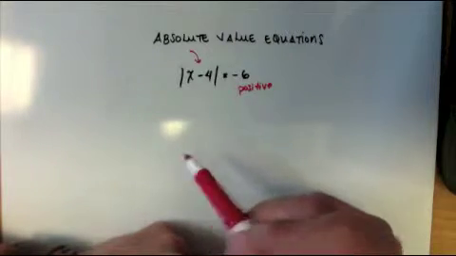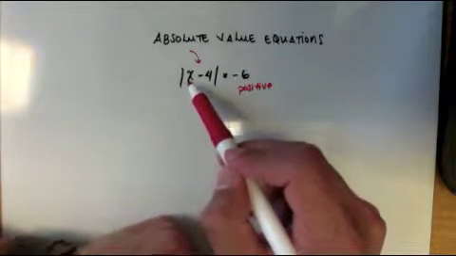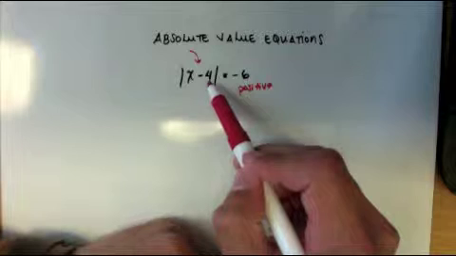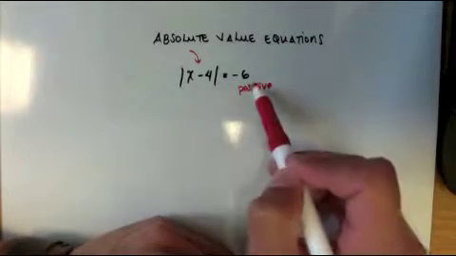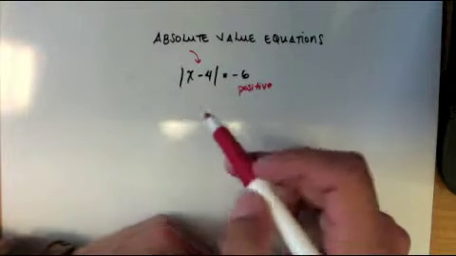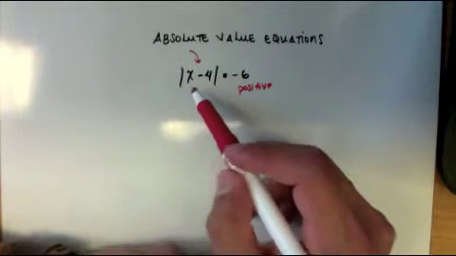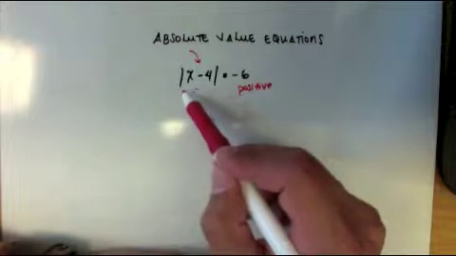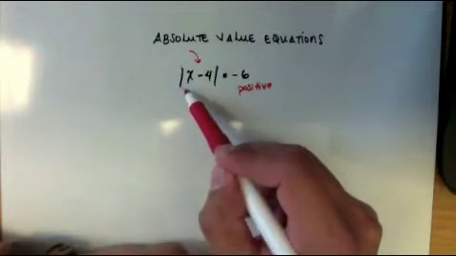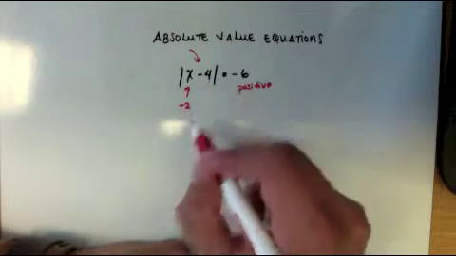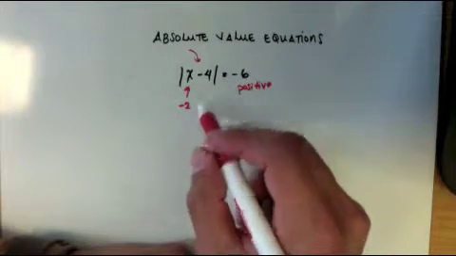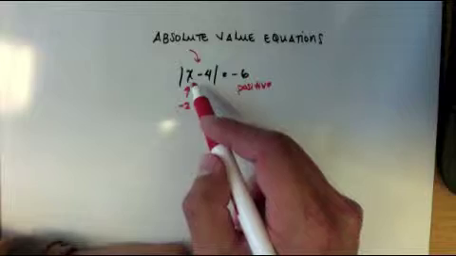The answer is no. If you put 10 in here, well, 10 minus 4, well, that's 6. The absolute value of 6 is 6, not -6. Okay, well, how about -2? If I put in -2 here, well, -2 minus 4, that's -6. But the absolute value of -6 is still positive 6.